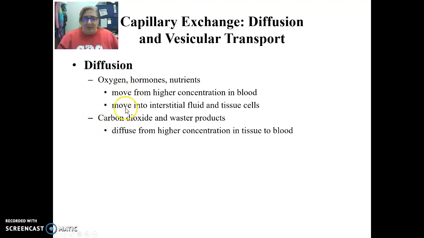Waste products, or into the blood, I should say. Waste products like carbon dioxide or other wastes can move from the cells back into the blood. So these typically move from our blood to our tissues where they can then do their work, and the waste moves back into our blood and goes out of our body. Either it's going to be delivered to the kidneys or to the lungs, where we're going to expel the waste product.